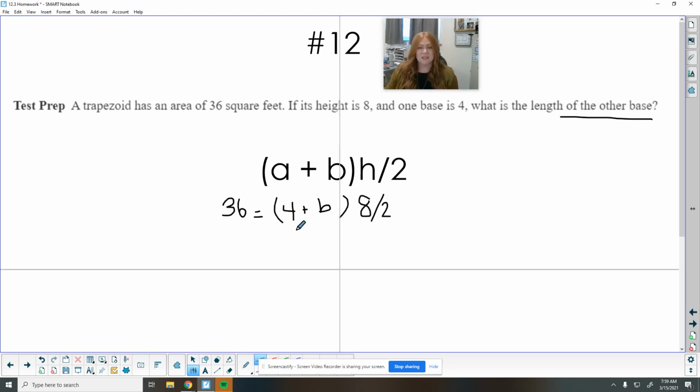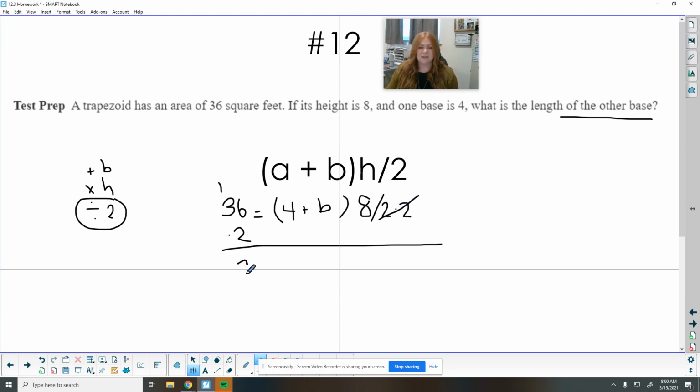So first, let's think of our steps. First we add the bases, then we times by the height, then we cut it in half. So we want to do everything backwards now. The first thing we'll do is the opposite of divide by 2. We want to multiply by 2 on both sides. So go ahead and do that and then come back. So this cancels out, and here is 12, 6, 72. And that equals 4 plus b times the height.